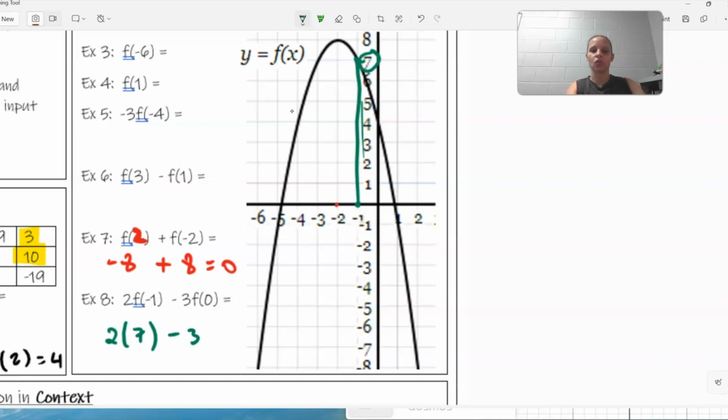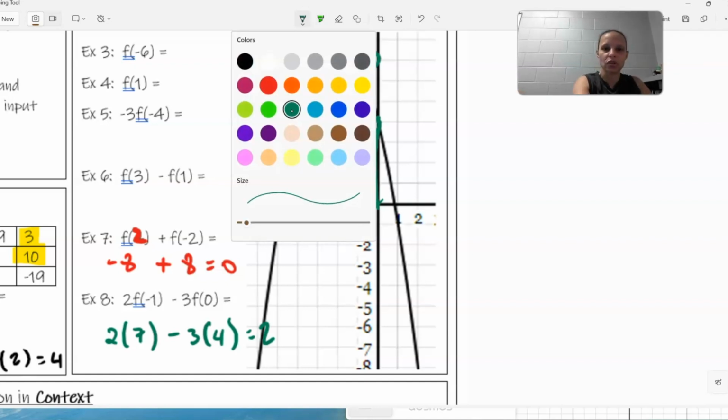F of 0, so my input is 0. So I go to where x is 0, which is right here. Go to the graph, which is not there. It has to be go up, which is 4. So where I touch the graph, that's going to be 4. Put that in the calculator. 2 times 7 is 14. Minus 3 times 4 is 12. 14 minus 12 is 2. Okay. All right. So go ahead and see if you can do these 3. Again, I'm just going to kind of walk you through it just to make sure you're okay.